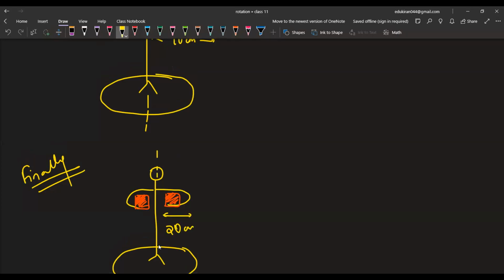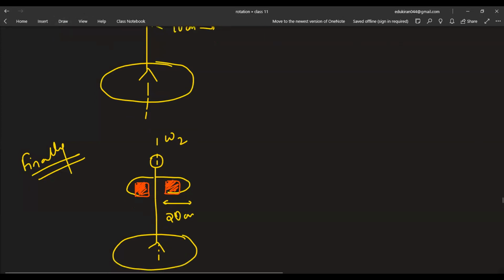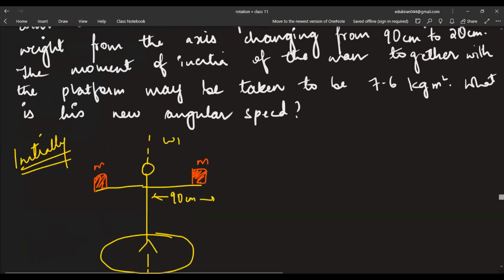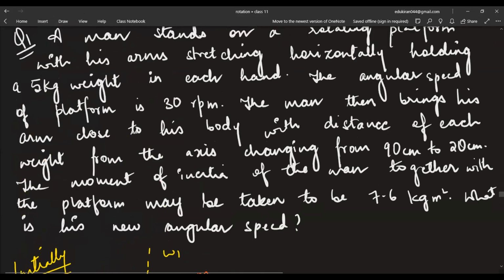This also rotates with some velocity. This is omega 2, and this already had the velocity omega 1. All the values are given. The man then brings his arms close to his body with the distance of each weight from the axis changing from 90 centimeters to 20 centimeters. It's a very important question, class. Mark this as very important when you're writing. The moment of inertia of the man together with the platform may be taken to be 7.6 kg meters square.